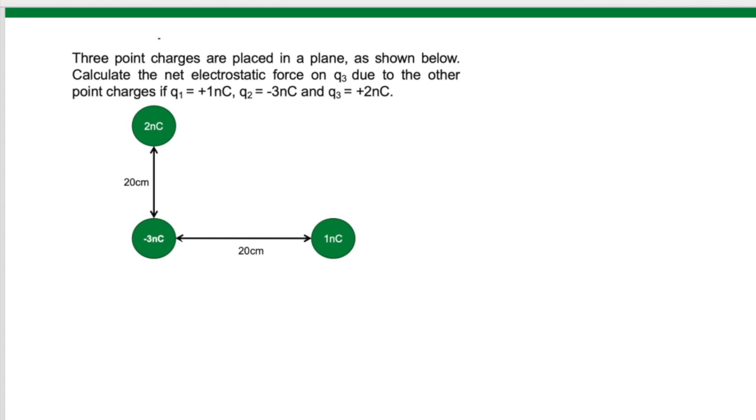Now, in this problem, we have 3-point charges, and we want to know the electrostatic force experienced by Q3 due to Q1, which is 1 nanocoulomb, positive. This is Q1, Q2, which is negative 3 nanocoulombs, and then our Q3 is this one. Now, let's go back to the problem.